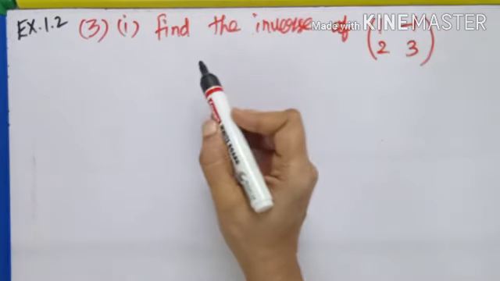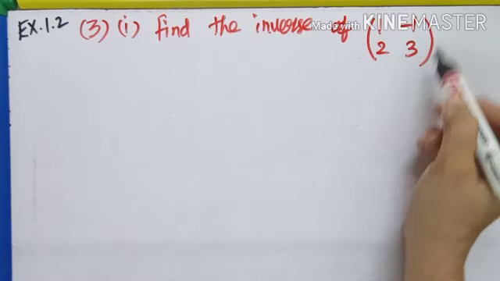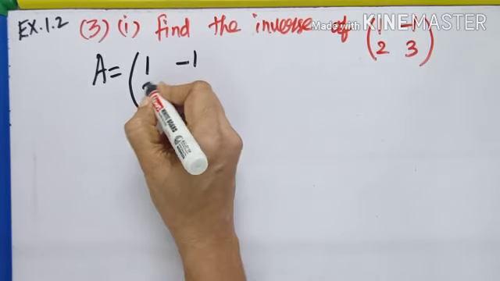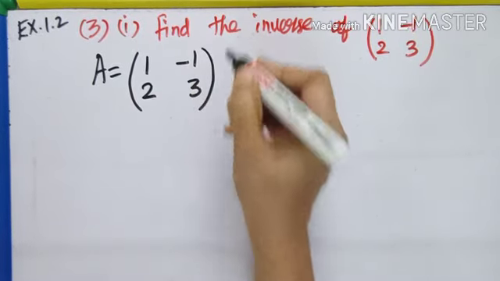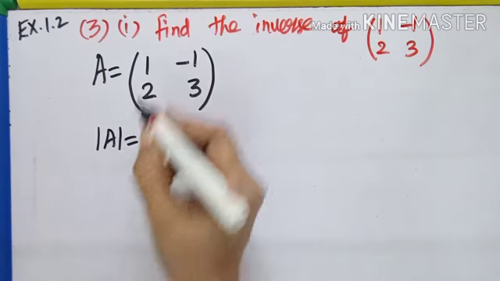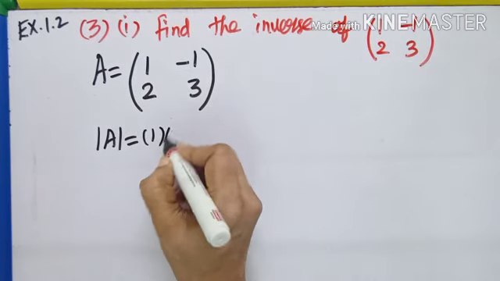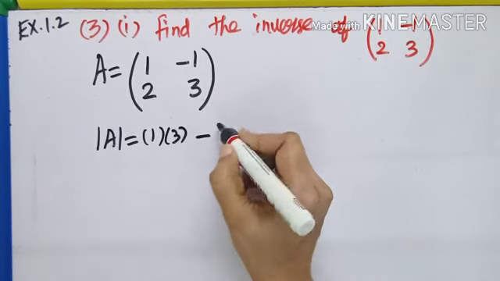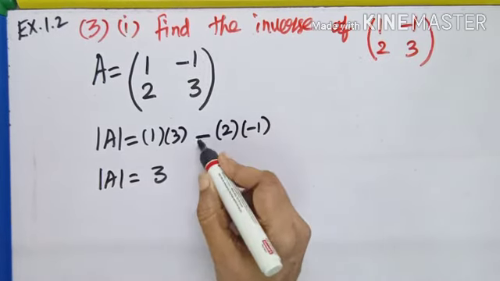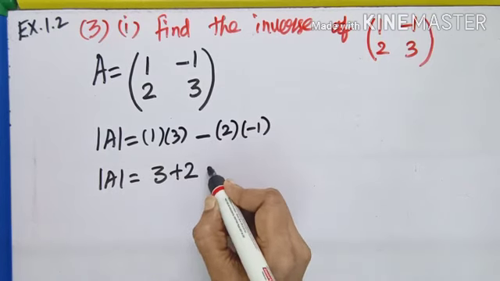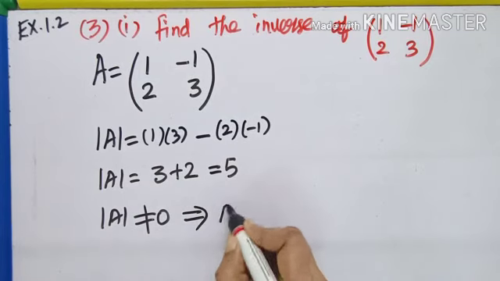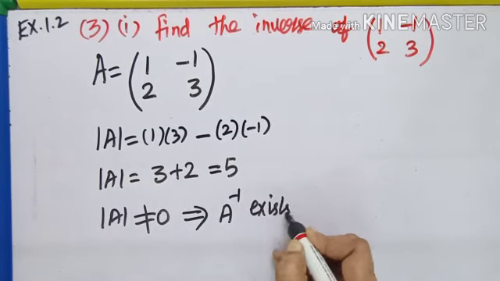Question number 3. Find the inverse of whatever matrix they have given, call it as A: 1, -1, 2, 3. Whenever they ask you inverse, find the determinant. What is the determinant? Multiply 1 into 3 minus, multiply these two, 2 into -1. Simplify the answer. 3 minus of minus is +2, which is 5. Determinant A not equal to 0 implies A inverse exists.